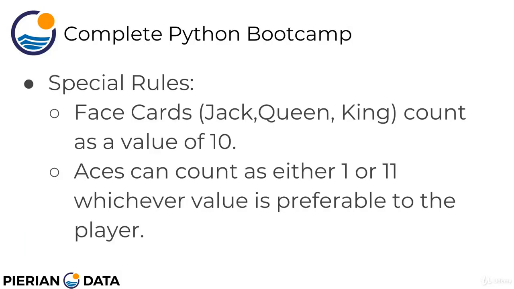So let's talk about a few special rules that you're going to have to implement. One is that face cards, such as the Jack, Queen, and King, are going to count as a value of 10. We're going to be walking you through how to actually create a representation of a deck of cards, and those face cards are going to have a value of 10. And then here's the tricky one: aces can count as either a 1 or 11, whichever value is preferable to the player. So if you have an ace in your hand, you can either treat it as a 1 or an 11.